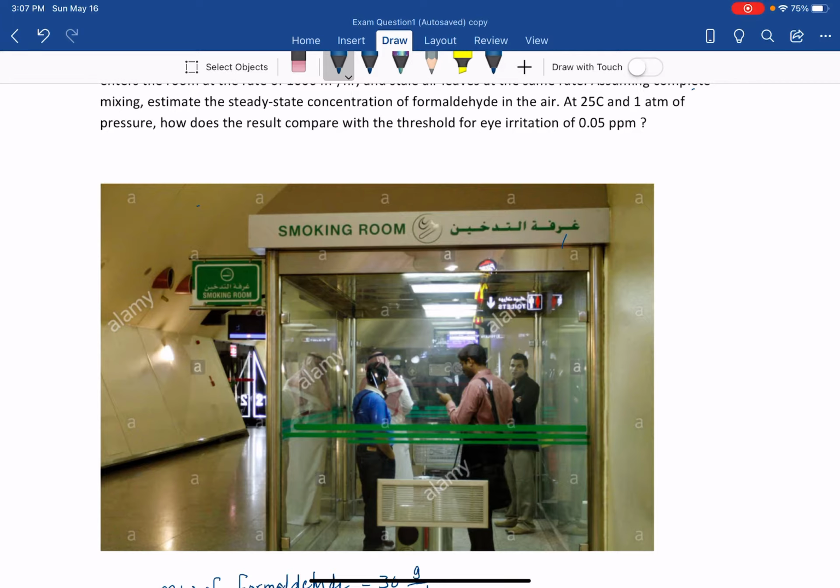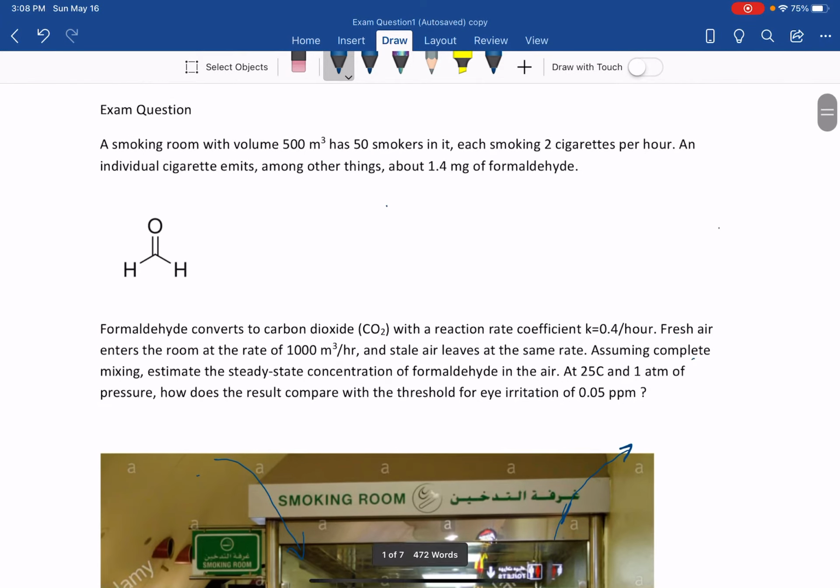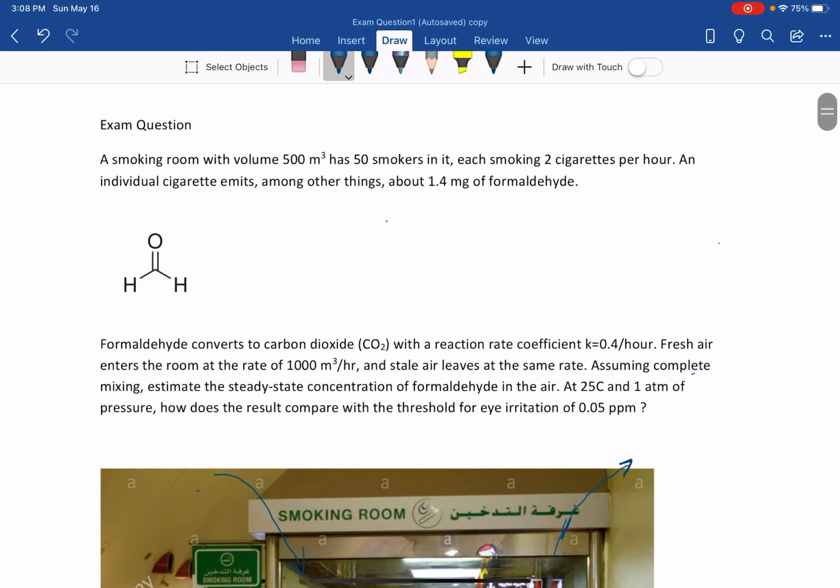And of course, the main reason for this smoking room is that fresh air comes in and everything else inside the smoking room should be completely mixed, and dirty air comes out through the ventilation of the smoking room. The main reason is not to pollute the airport and to not let any smoking pollutant come outside this smoking room. Okay, let's look at exactly the same problem with that figure that we just showed you.